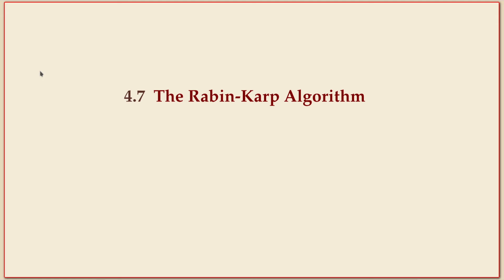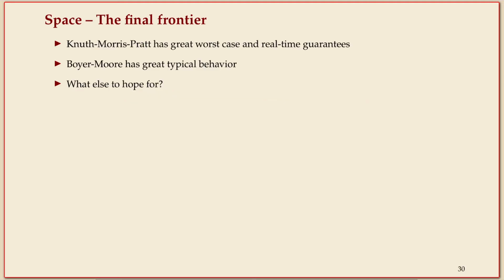Let me briefly show you one last string matching algorithm that brings in a different idea. That's the Rabin Karp algorithm. I'll go through this in much less detail. In a way, the only thing that's left open to improve on is the space. We had both KMP and Boyer-Moore needed at least as much space as the pattern on top of the pattern. So at least they needed theta of m space beyond the pattern.